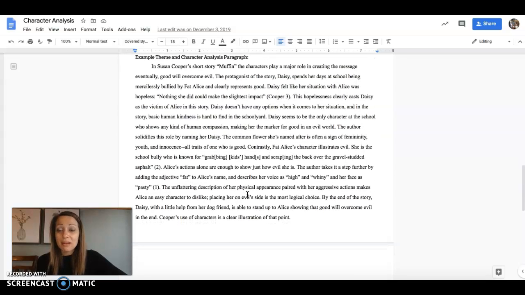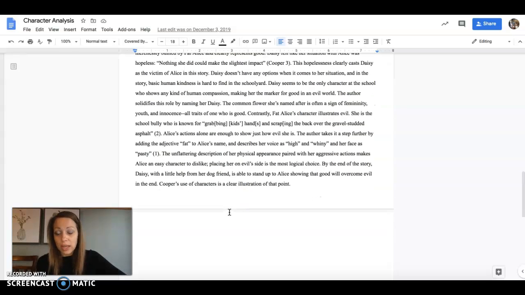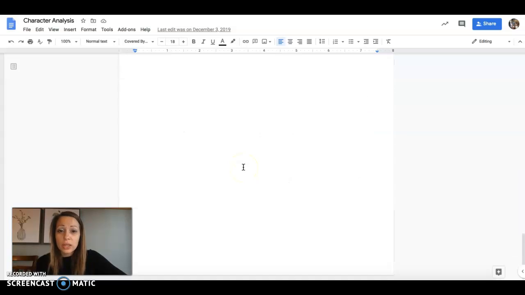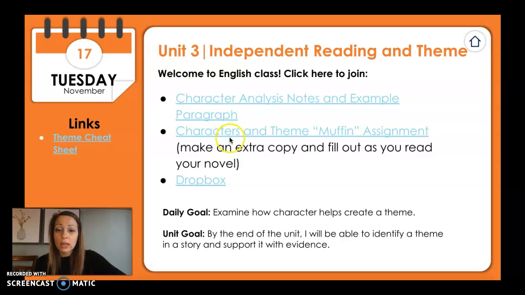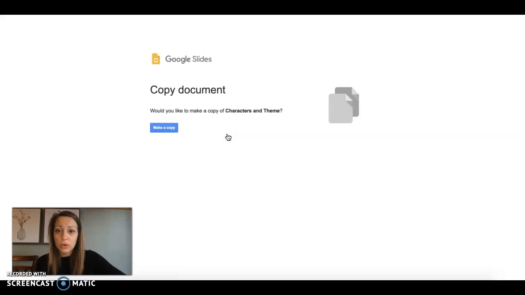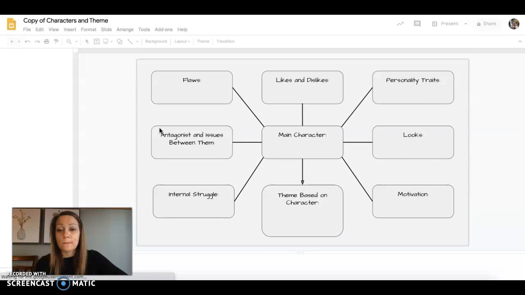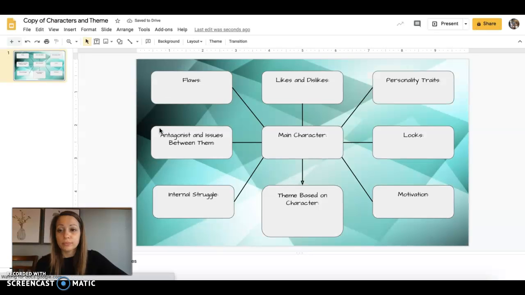You guys are going to be analyzing characters, so I have an example paragraph for you here that I would like you to read through so that you can see what an example analysis of a character looks like. So read through that. Then what you need to do, let's go back here. We're going to look at characters in the story Muffin. So if you click on this, it'll ask you to make a copy. And this is what you will need to do.